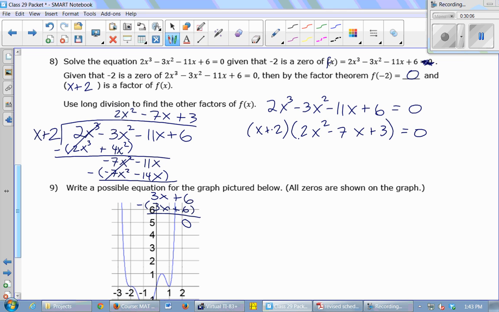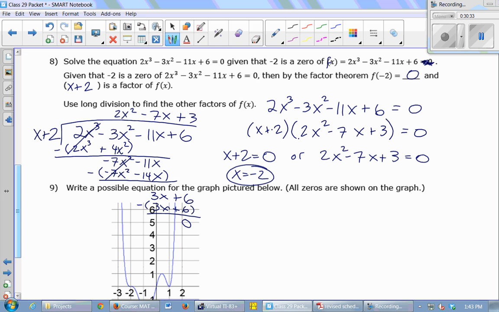So now I have a multiplication problem. I have two things being multiplied together and the answer is 0. So I can set each one to 0 separately. Say either x plus 2 equals 0 or 2x squared minus 7x plus 3 equals 0. This one I get x equals -2, which I already knew because they told me -2 was a 0.